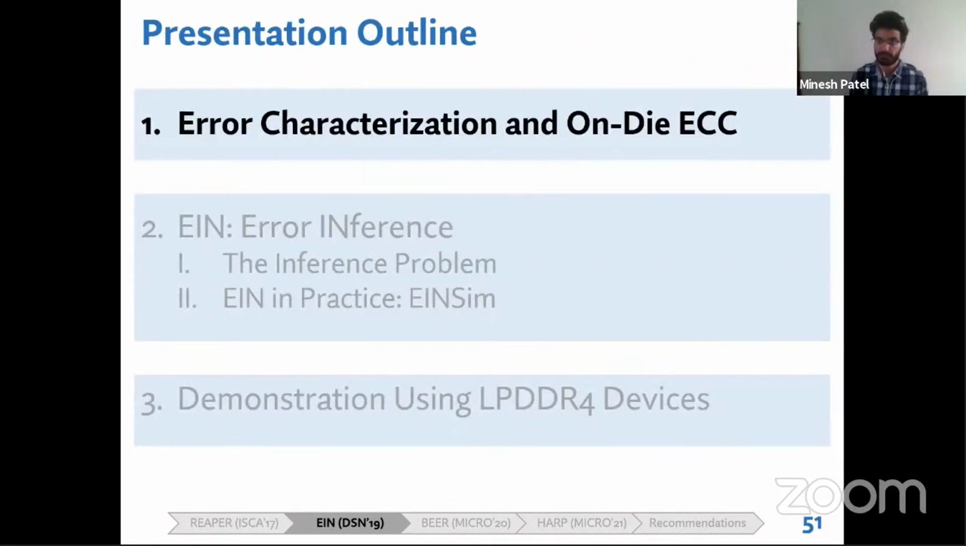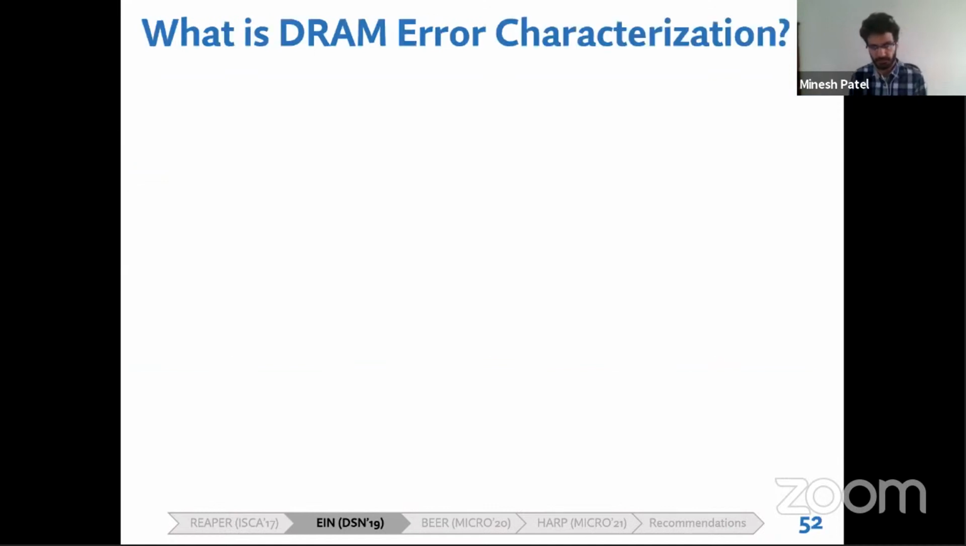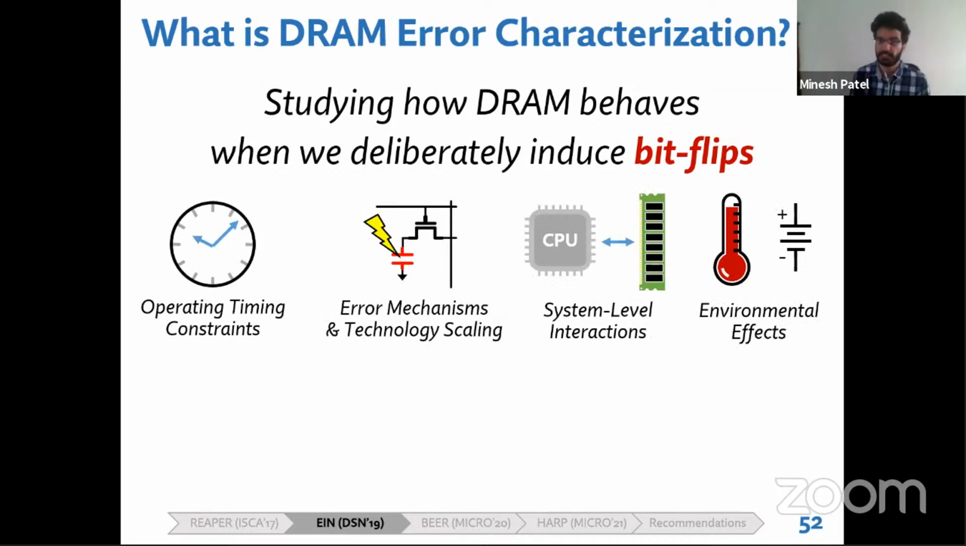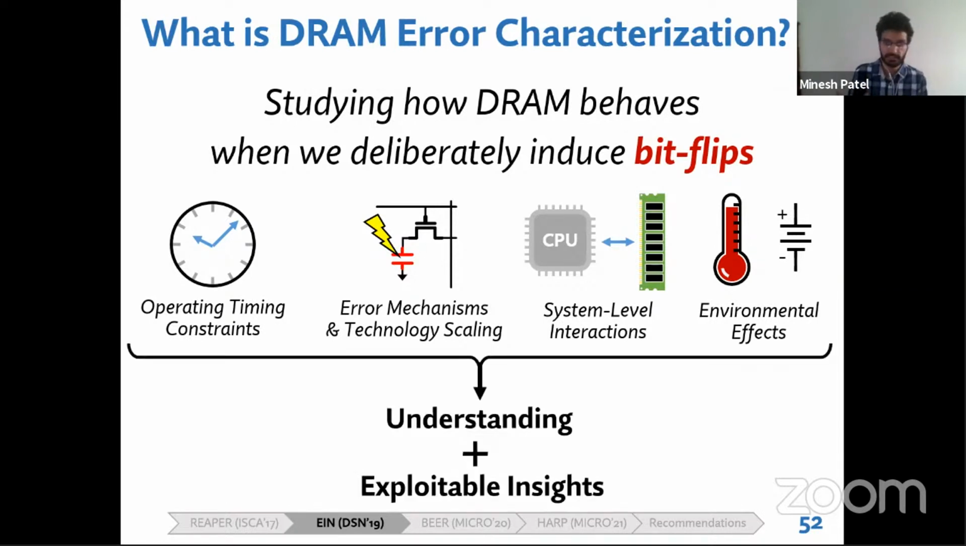So I'll start out by first giving some background on error characterization and on-die ECC. The first question is, what exactly is DRAM error characterization? We describe it as the process of studying how DRAM behaves when we deliberately induce bit flips. We might study things like operating timings across different values, error mechanisms and how they scale across different technologies, interactions between the CPU and DRAM, and even environmental effects such as temperature and voltage. Our hope is that by studying these, we can gain some understanding about the DRAM device and exploitable insights that we can use to improve the system.